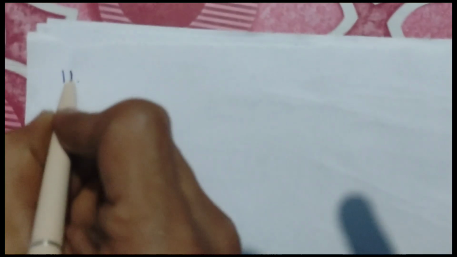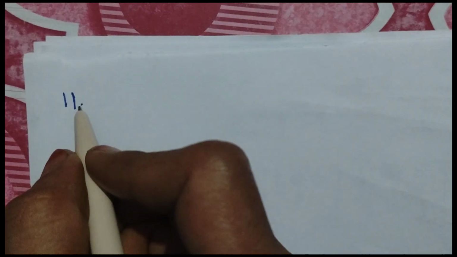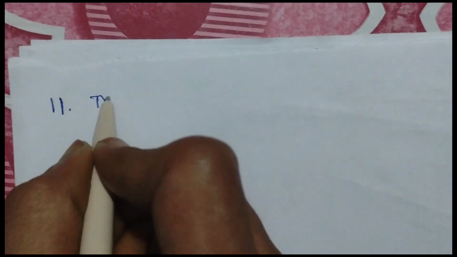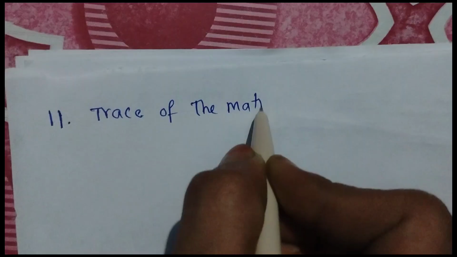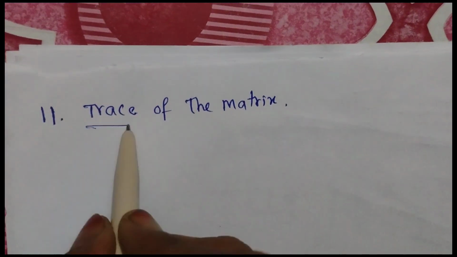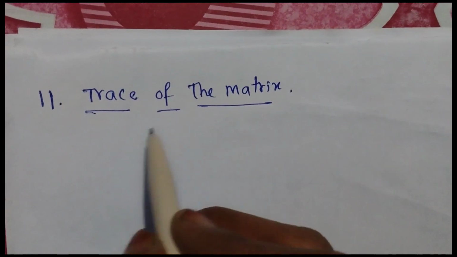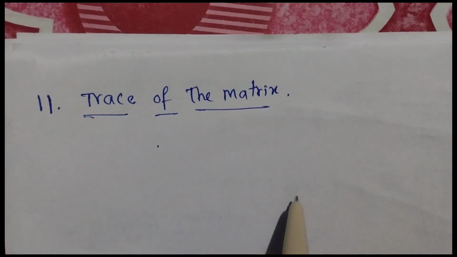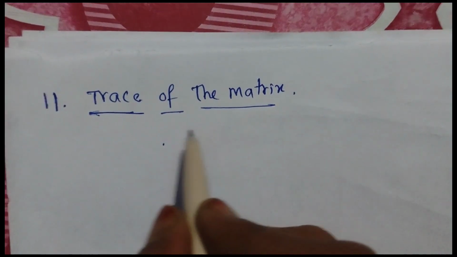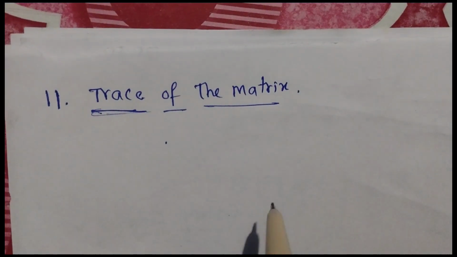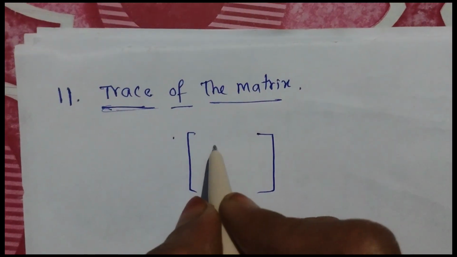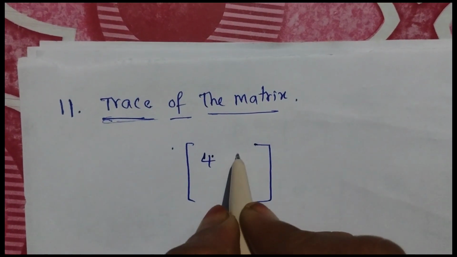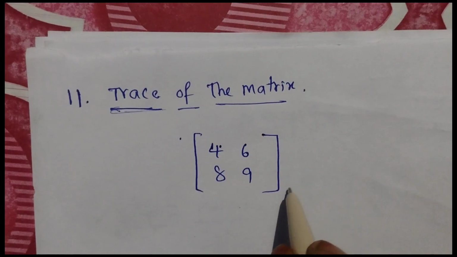In this video the last concept of matrices is the trace of the matrix. What is a trace? The trace of the matrix is the sum of the diagonal elements, which is only possible for a square matrix. Like, as you already know, take the square matrix 4 6 8 9. This is a 2 by 2 matrix.